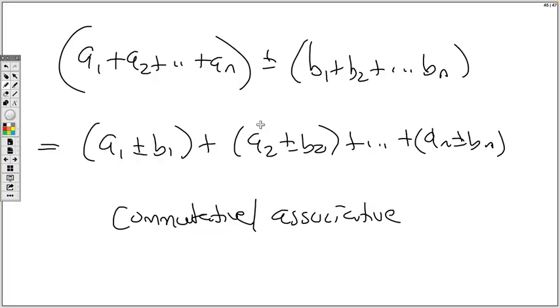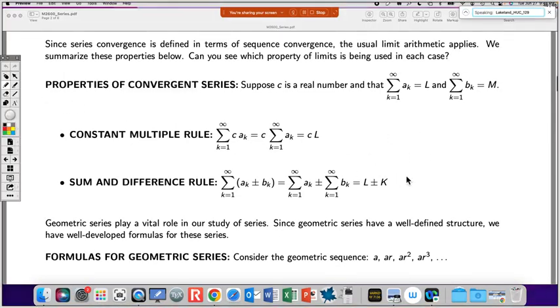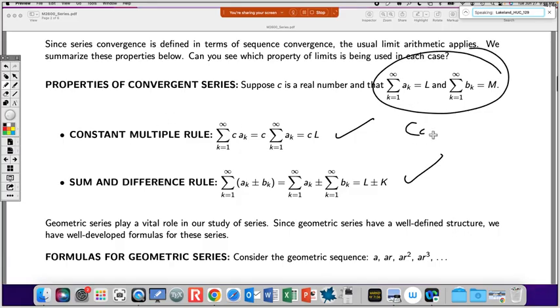How do limits behave with addition and subtraction? Are they cool with that? And so that gives us this property. The key, though, is you have to have convergent series to use these properties, just like when you use limit properties, you need to know the limits exist to use the limit properties.